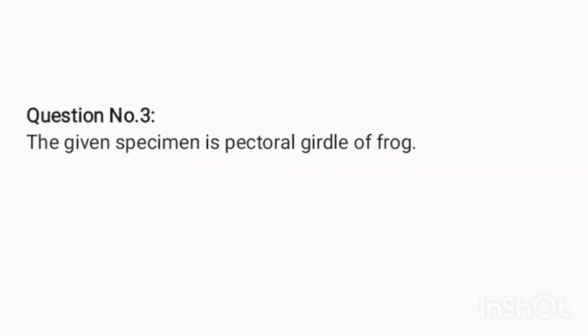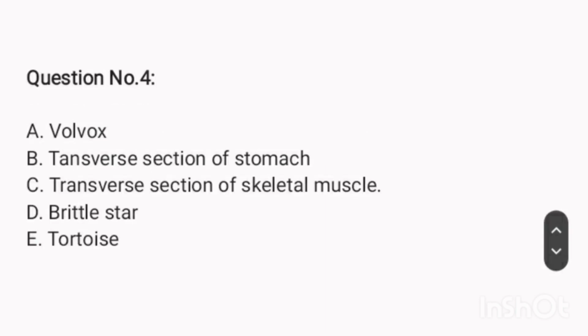Question number 3. The given specimen is pectoral girdle of frog. Question number 4. A. Volvox. B. Transverse section of stomach. C. Transverse section of skeletal muscle. D. Brittle star. E. Tortoise.